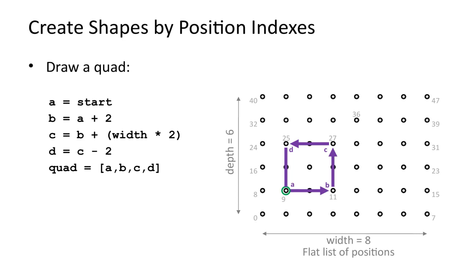To get the other 3 indexes, we can use the movement rules. To move right we add 2. To move up we add width 2 times. And to move left we subtract 2.